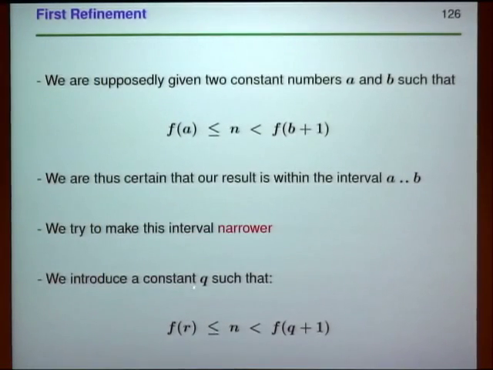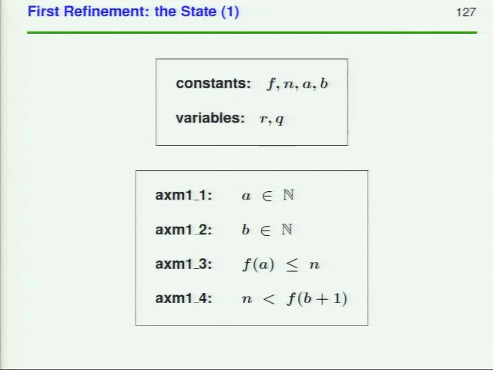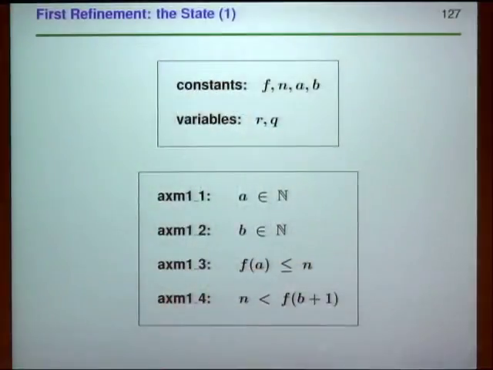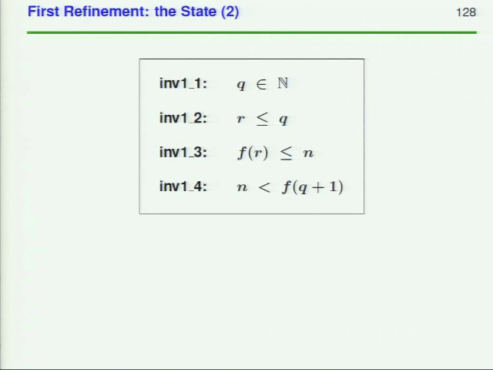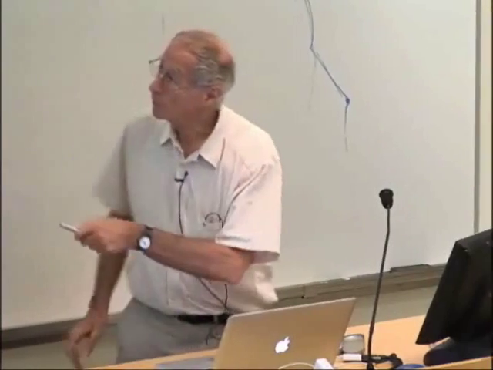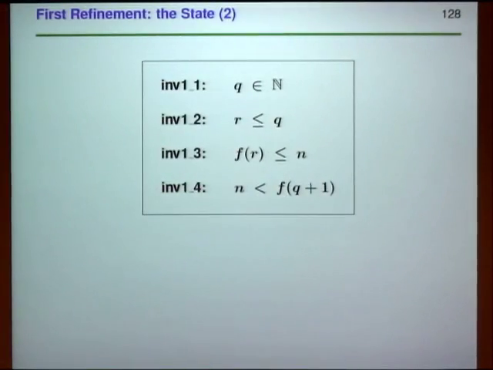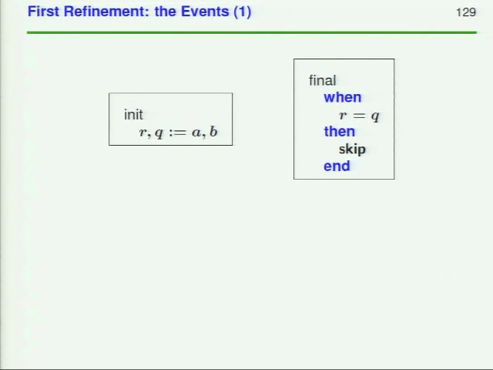And so we introduce a constant q, which is such that f of r is smaller than or equal to n, strictly smaller than f of q plus 1. And this is the definition of the new axioms for the first refinement. And then here is the invariant for the refinement. So we have this, which was defined here. And when r is equal to q, then this is finished.